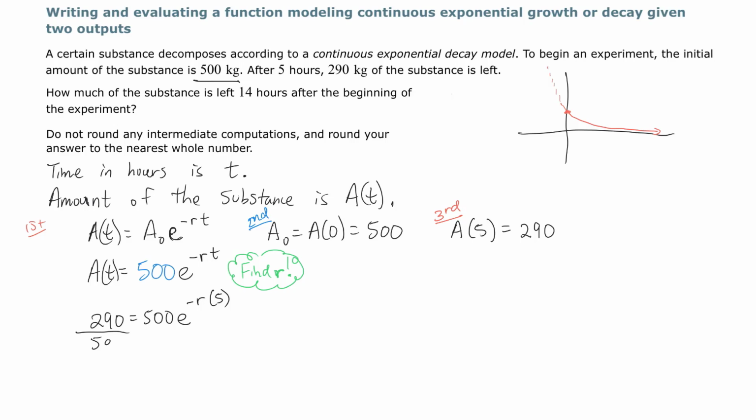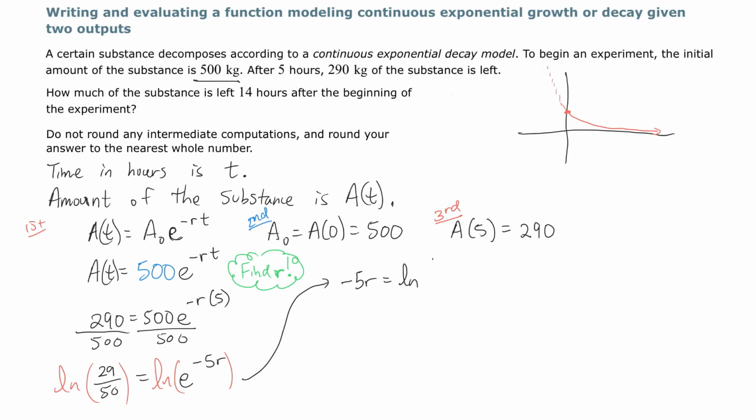500 is not 0, so we could divide both sides by 500. And we get 29 over 50 is equal to e to the negative 5 times r. We're going to take the natural log of both sides because that is the inverse function of the exponential function. Comes in handy. And now we're going to try to solve for r. Negative 5r is equal to the natural log of 29 over 50, which is a negative number. So when you divide both sides by negative 5, you get a negative number divided by a negative number, which is a positive number.